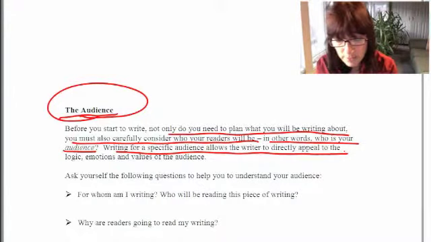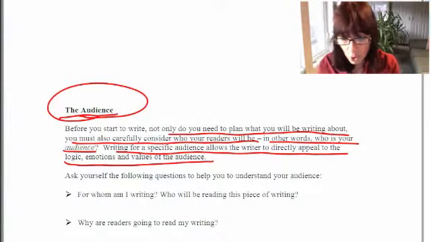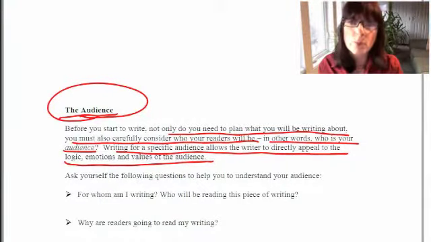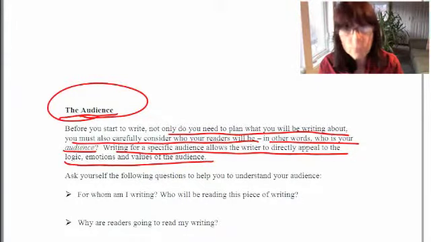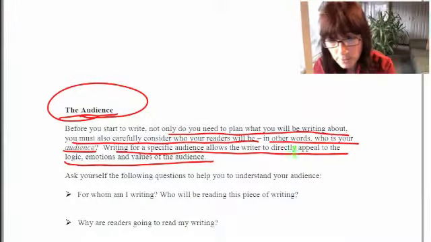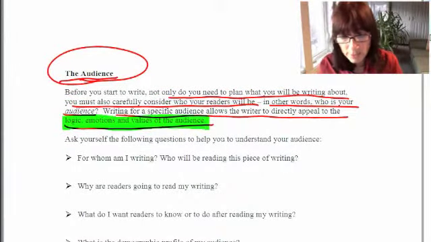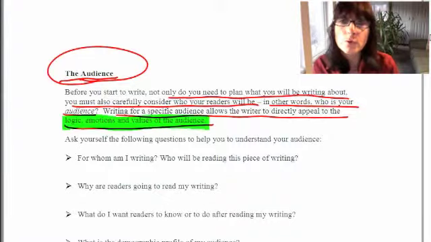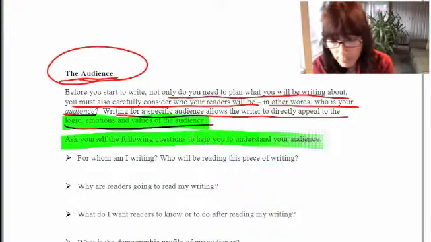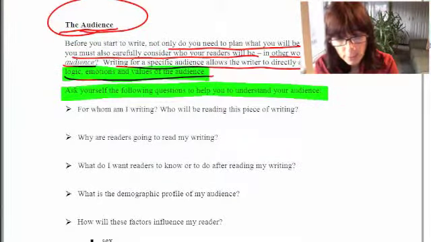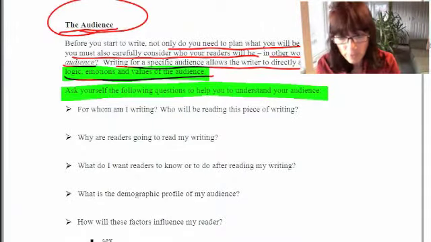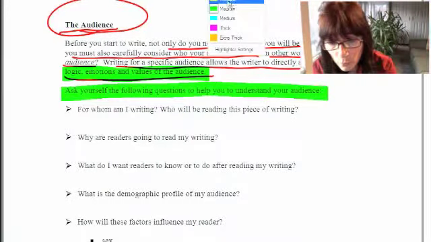So writing for a specific audience allows the writer to directly appeal to the logic of the audience, to the emotion of your audience or reader, and to the values of the person who's doing the reading of your writing. So you want to consider these points: logic, emotions, and the values of the audience. So ask yourself the following question: if you can't figure out who the audience is, who are you writing this for? Let's take a look at some questions of how you can figure out, by asking questions, who your audience is.